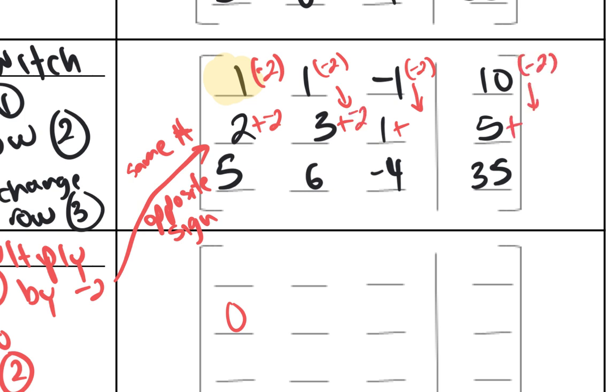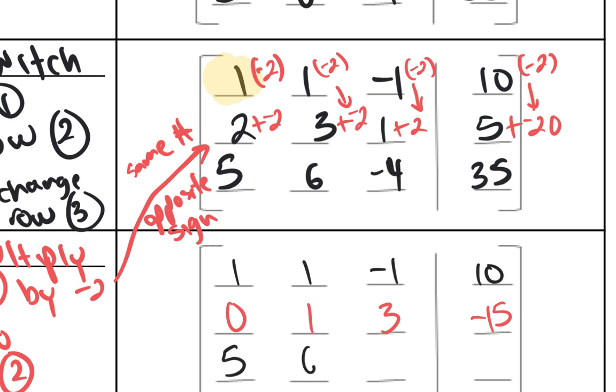So this is plus -2, this is +2, this is -20, and then we add. Notice I'm adding different numbers all the time. It just depends on what number I have up here. So we're multiplying by -2, but we're adding whatever number I get from that multiplying. So when I add it, I get 1, 3, -15. I did not change my other rows, so I'm going to bring those down.